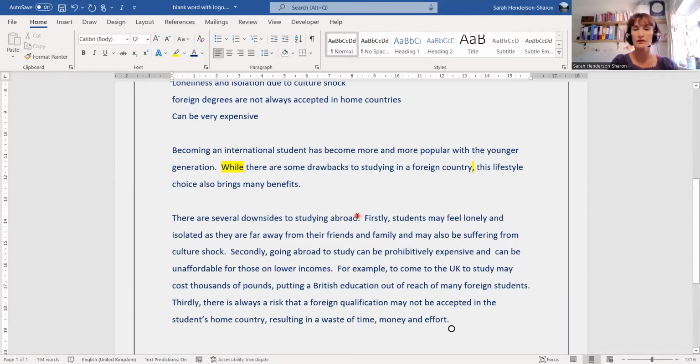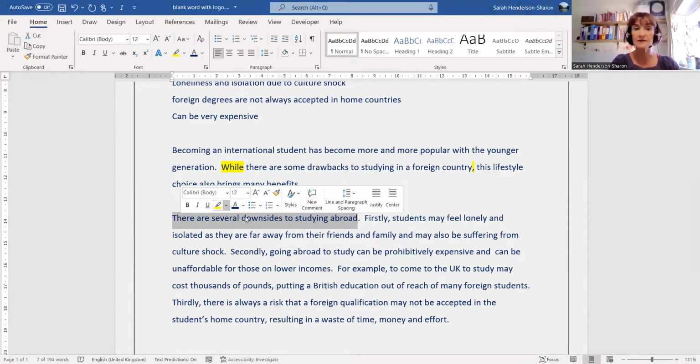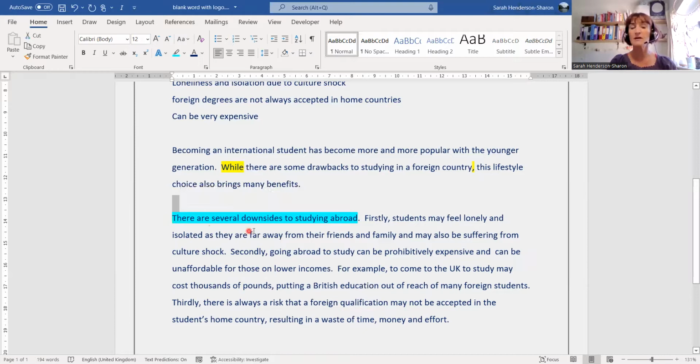And just to talk you through very quickly, this first sentence here, this is my topic sentence. And this is really important. Every paragraph you write must have a topic sentence. It's not a complicated sentence. It's not long. It's not difficult. But it just shows the examiner what you are going to talk about.